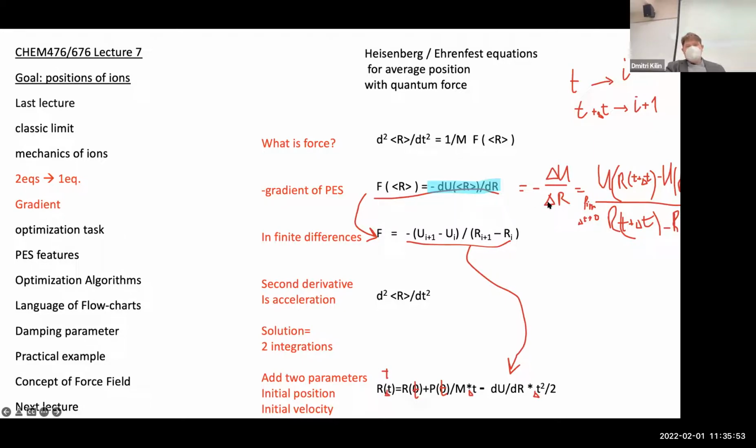If our time is discrete, then positions will be also discrete, and then forces, the derivative of the potential over increment of position, can be defined as potential for position at time t plus delta t, so future position, minus potential at present position u of r of t. Sorry, the part of screen is not visible. Divided by increment of the position r of t plus delta t minus r of t.